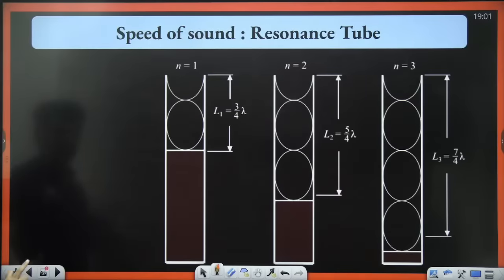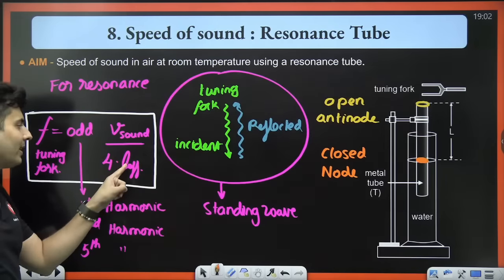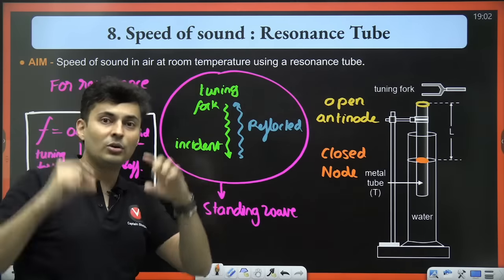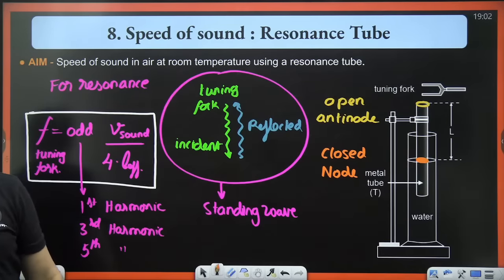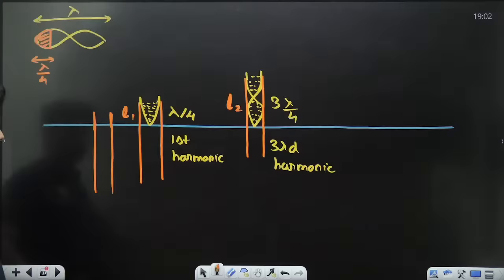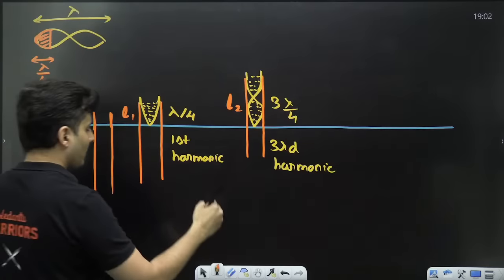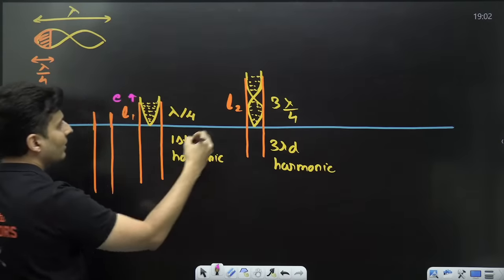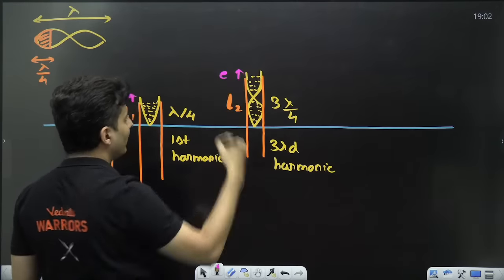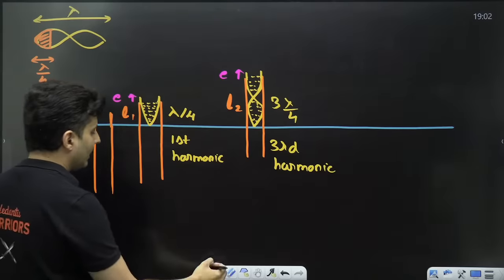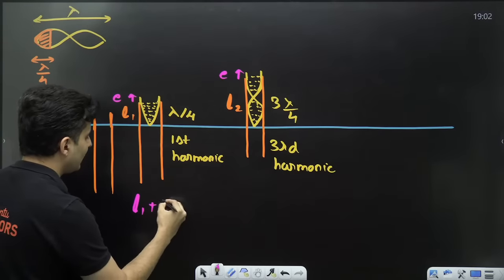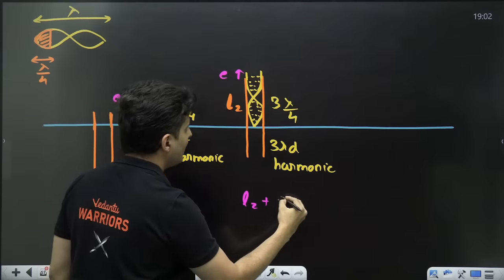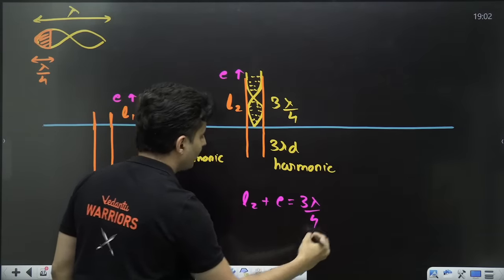If you remember over here, I had put length effective. That means it's not the actual length which you measure. You have to also take into account the end correction. So my dear warriors, over here, you will see that there will be some end correction E. So technically, I can say length 1 plus E is lambda by 4. Here, length 2 plus E is 3 lambda by 4.